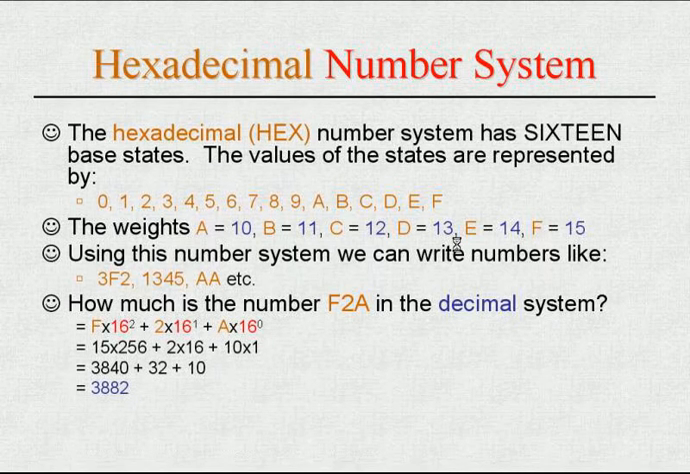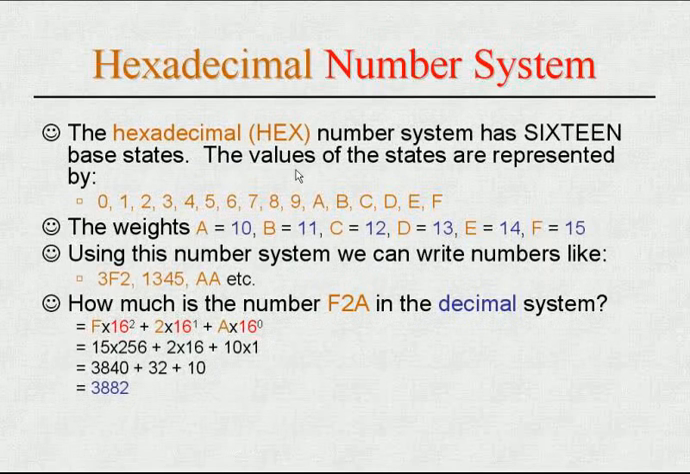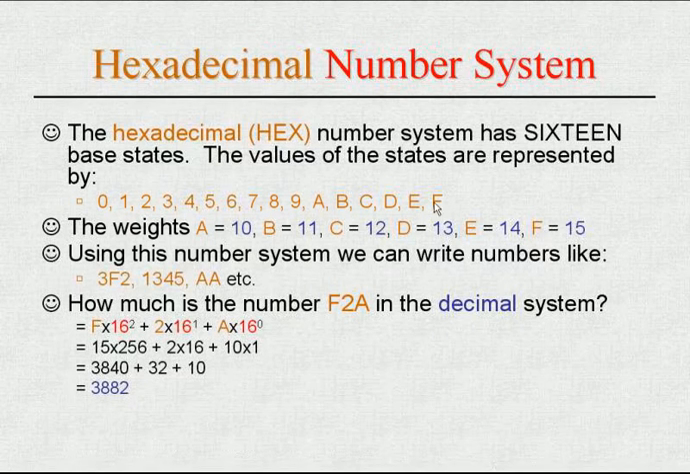So you need to be able to understand the different number systems quite readily. The hexadecimal number system has 16 base states. The values of the states are represented from the numbers 0 to 9, and then we add in the first 6 letters of the alphabet, A, B, C, D, E, and F. The weights of 0 to 9 are obviously between 0 and 9, and then A has a value of 10, B has a value of 11, and so on, all the way up to F having a value of 15.